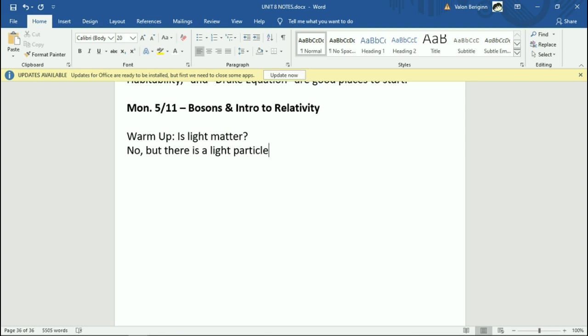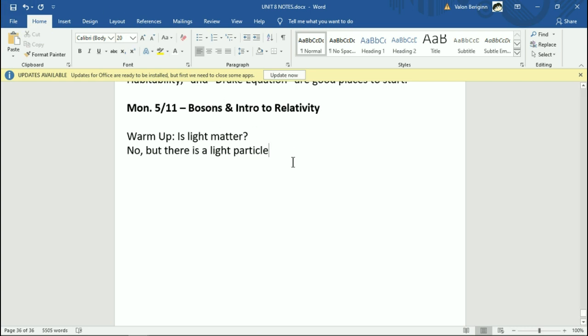So, what's the definition of matter? Matter is anything that is made up of subatomic particles that have mass. That's an actual definition of matter, that it has to have mass. Light does not have mass, but it is made up of a subatomic particle. So that's kind of getting into what bosons are.